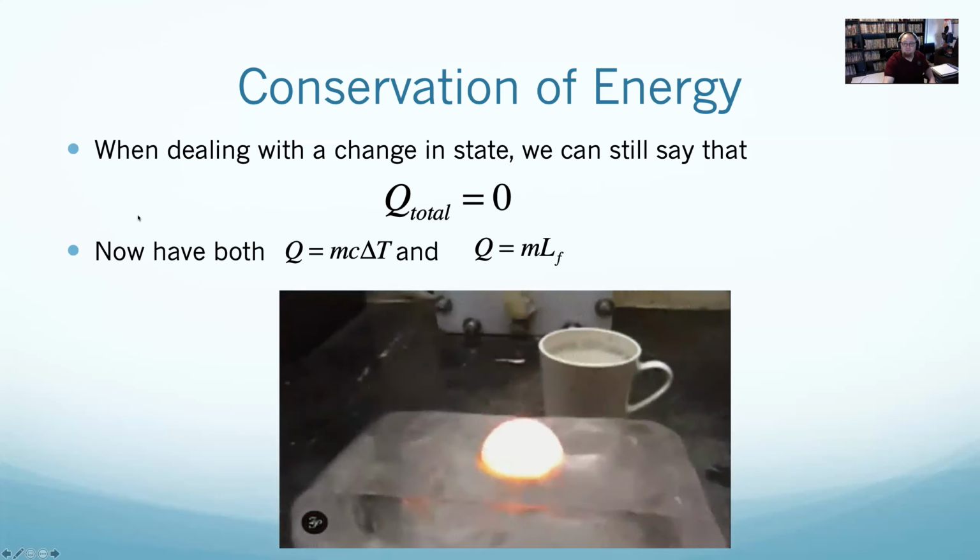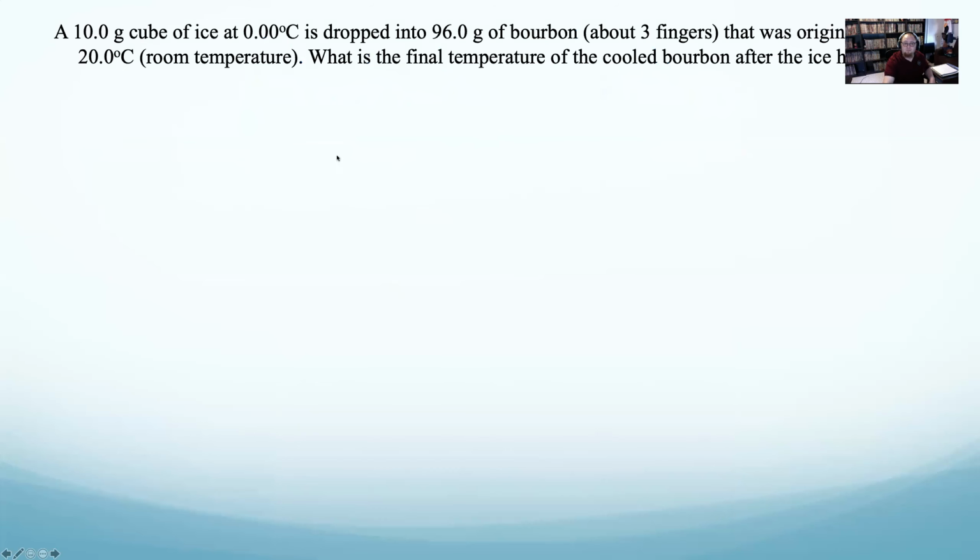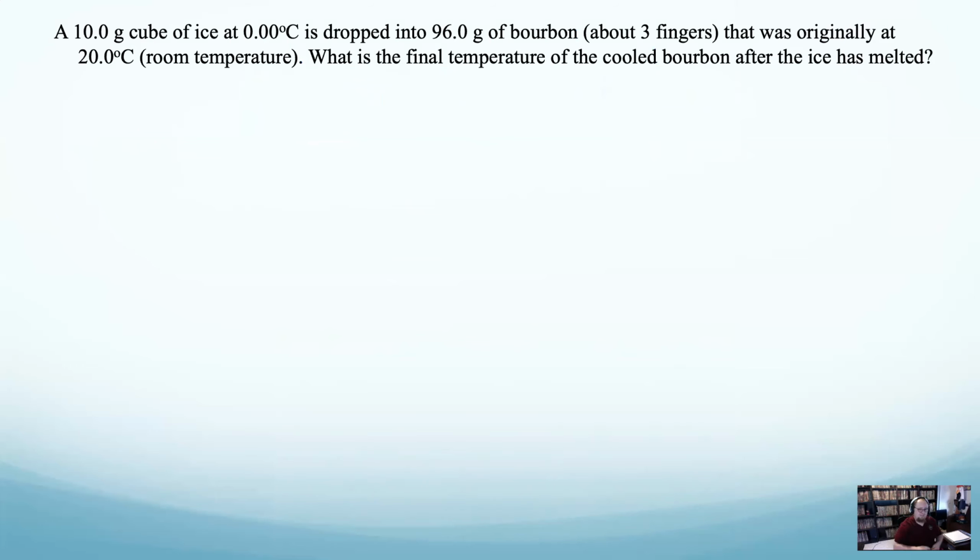And so let's do a problem. I heavily researched to test this problem. Lots of research on this one. And I worked out that a 10-gram cube of ice at 0 degrees, if you drop it into 96 grams of bourbon, which is 3 fingers worth of bourbon, at room temperature, which is 20 degrees Celsius, what's the final temperature? This is an old exam problem, by the way.